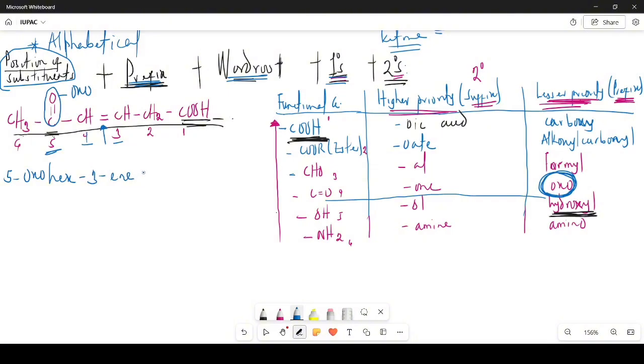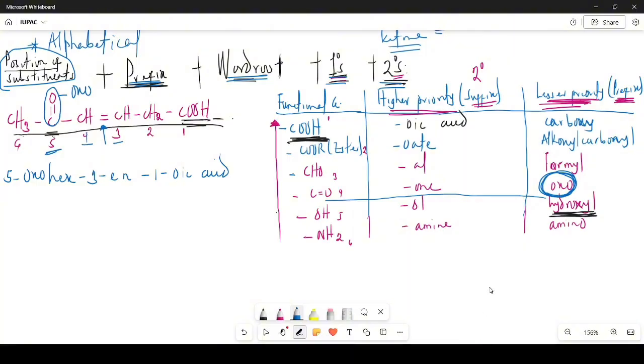Good. After that, you can now go to your secondary suffix. What's our secondary suffix? Oic acid, which is at which position? Position 1. So you call it 1-oic acid. And that's the name of that compound. But don't forget, you need to get rid of that E, because of those two vowels coming next to each other. So that is the name of that compound.